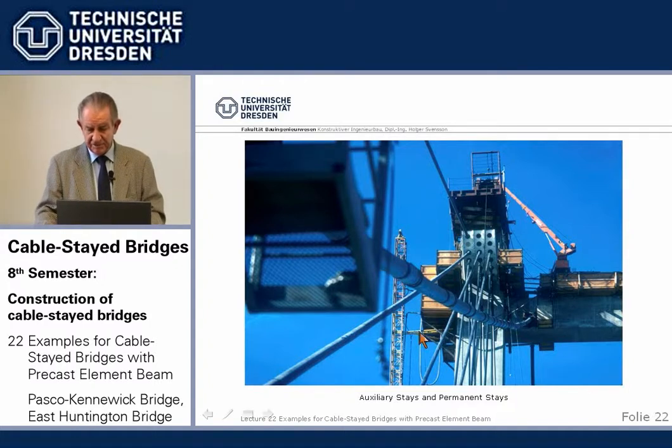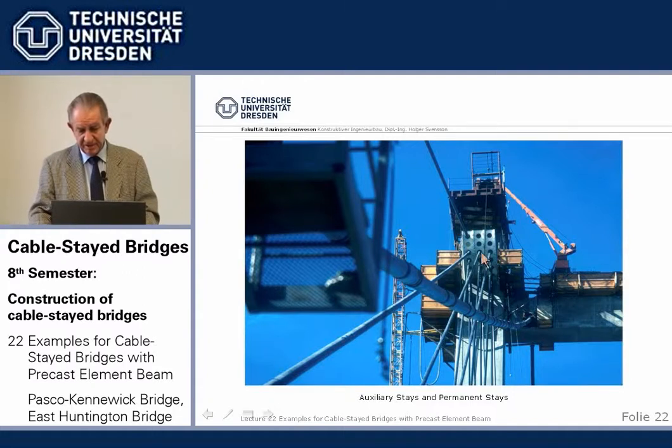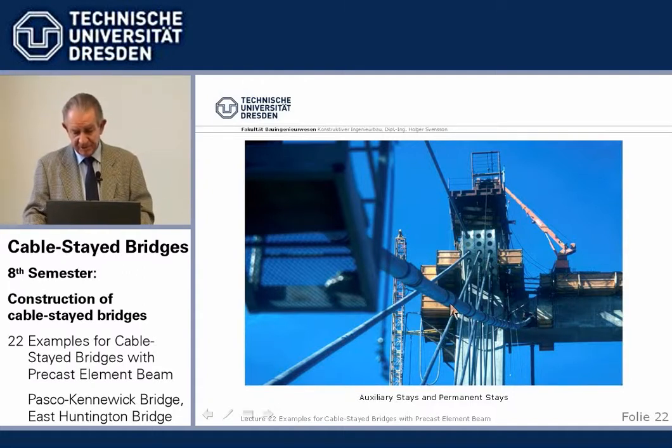Here, during construction, we see here the final cables, and we see here an auxiliary cable.